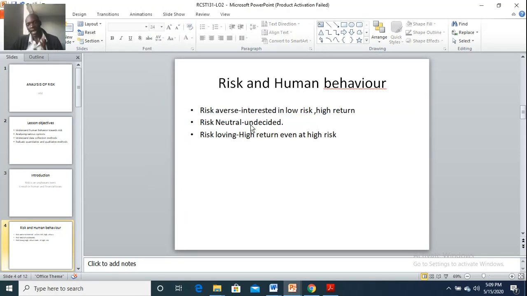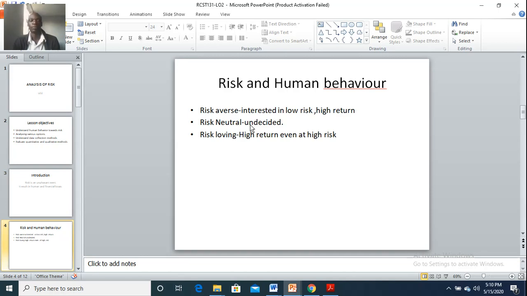Now, there are three behaviors which we normally, as rational human beings, follow. There are three categories of human behavior. There are what we call risk-averse people, those who are interested in high return at low risk. They want to gain at no risk. Then they are what we call risk neutral. Sometimes they like where there is risk, they don't like tomorrow, so they are undecided.